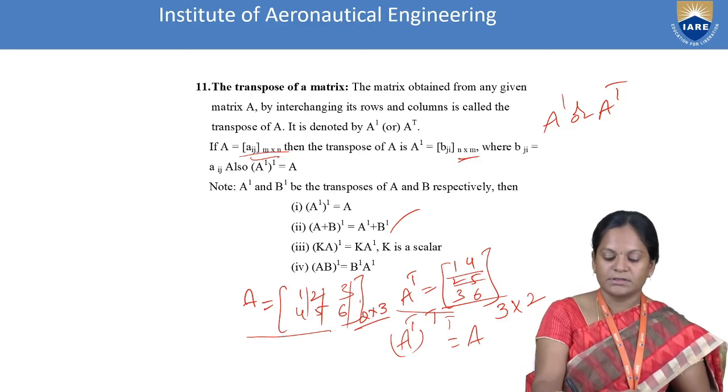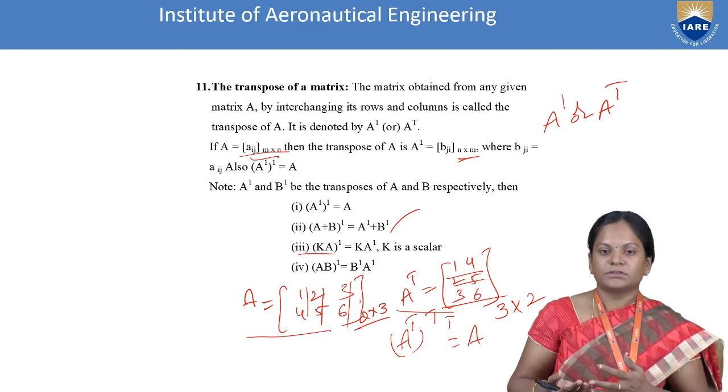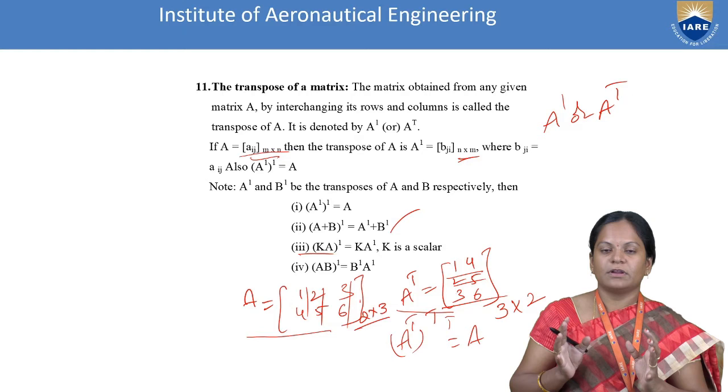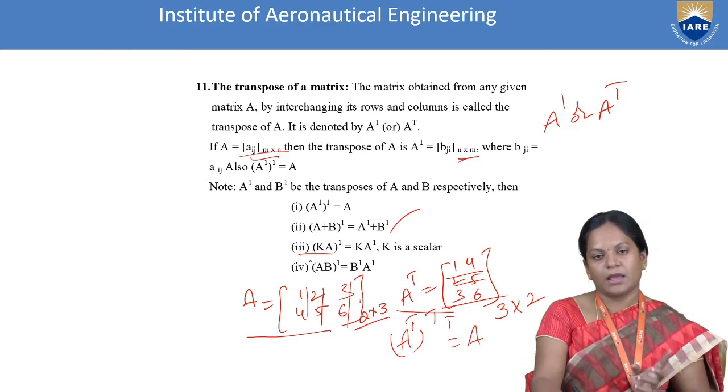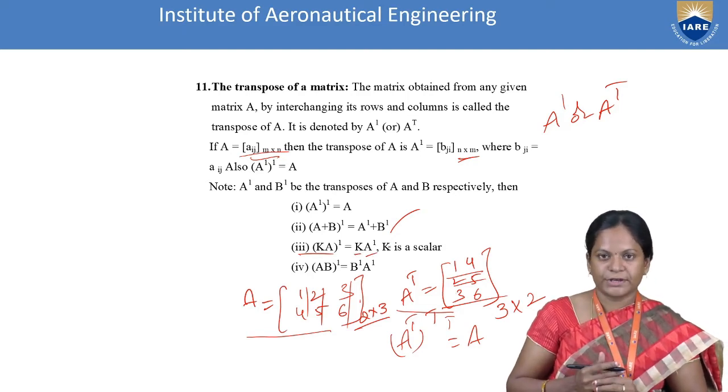And the next one is where k is any constant. We cannot take constants to the transpose. We consider it only for matrices. If any matrix is of the form (kA) whole transpose, k stays as it is, and we write A dash or A transpose. We have to change only the matrix. k is here any scalar value.